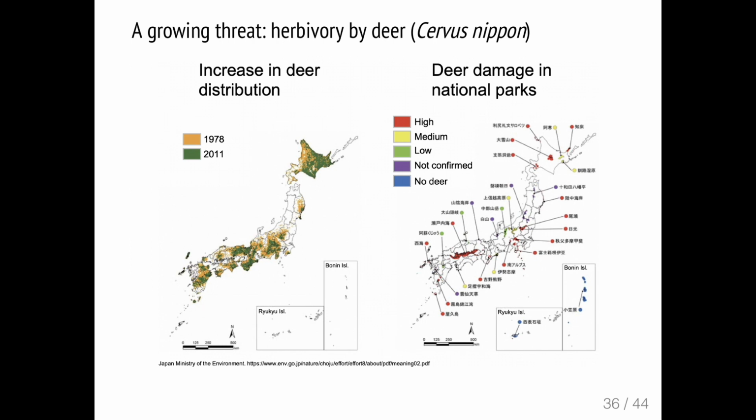Of course, deer don't respect conservation zones, so as you can see on the map on the right, there is evidence of deer damage even in national parks. There is an ongoing effort to reduce deer populations and protect particularly fragile plant communities with exclusion fences, but the problem is far from resolved.